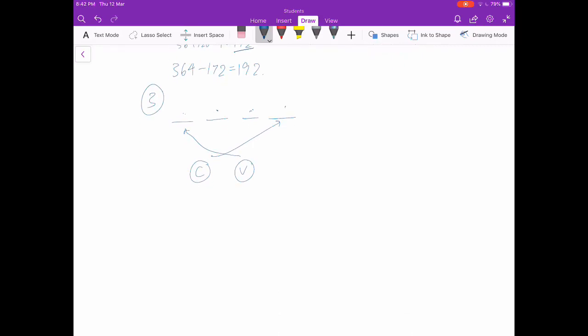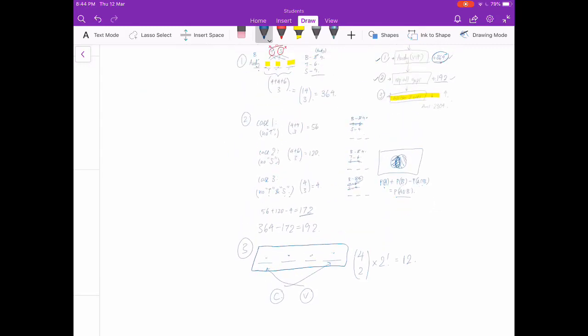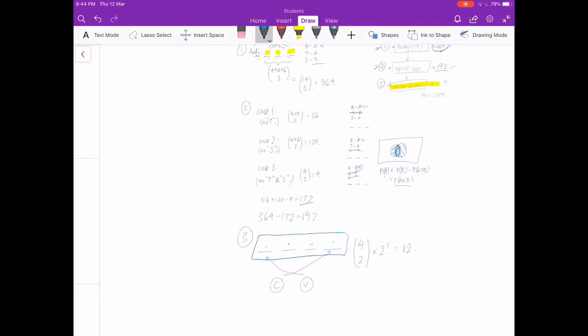Isn't this just like 4 of these slots, just choose 2? 4 slots, choose 2. And since C and V are distinct, order is important, I can switch them around and get another permutation. So let me times 2 factorial. And what is this? So we see that this is 12. So for each selection of 4 people that fits criteria 1 and criteria 2, I have 12 ways to assign a chair and vice chair.